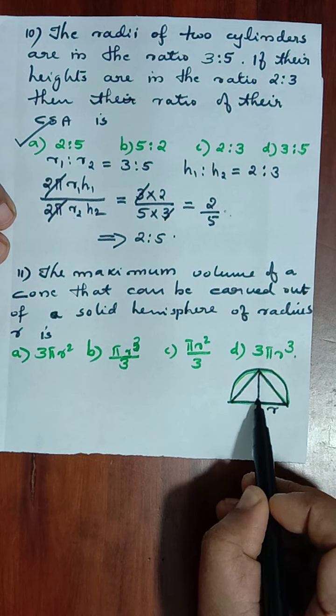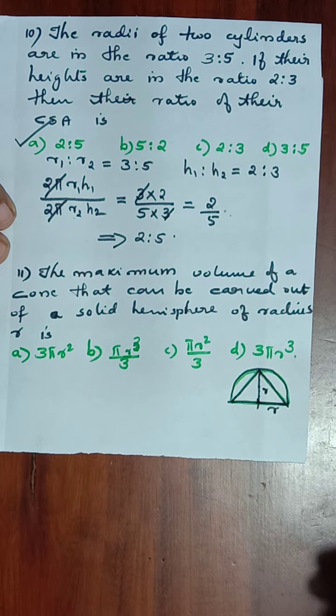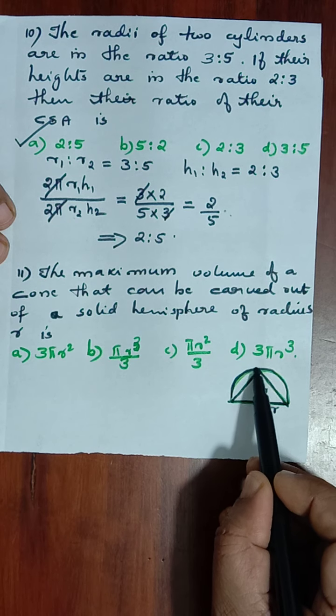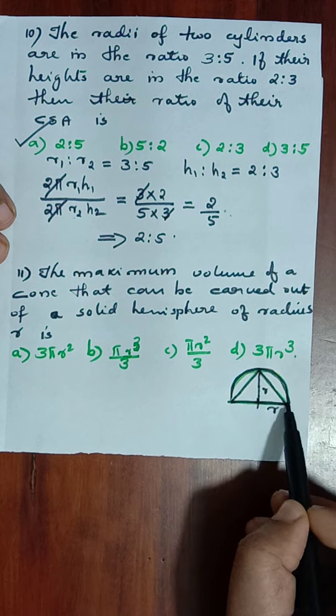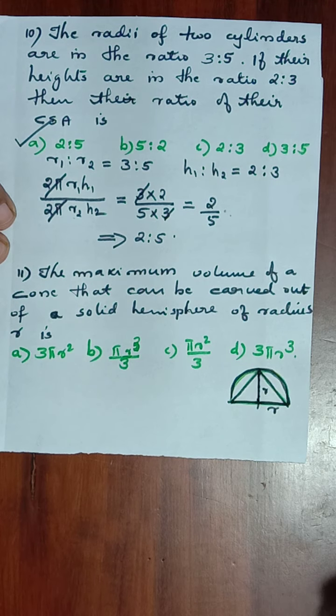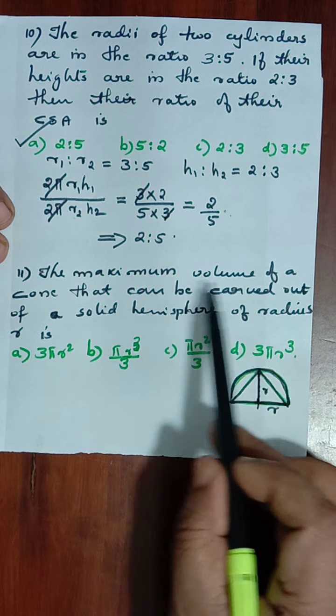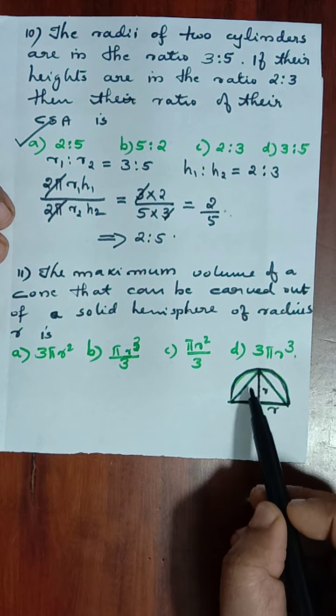Now you can see the radius this much. Here also this can be represented as the radius, the reason is it is part of the hemisphere. So all these lines, this one and this one, represent the radius itself. So what is the maximum volume of this cone is the question.